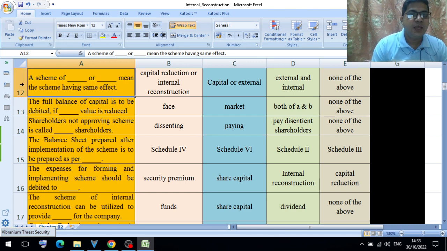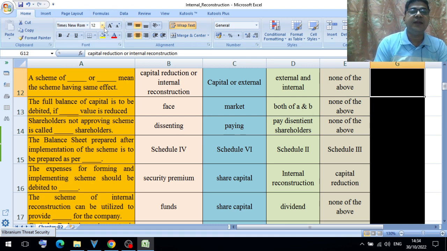Next question. A scheme of dash or dash means the scheme having same effect. Option A, capital reduction or internal reconstruction. Option B, capital or external. Option C, external and internal. Option D, none of the above. Here the answer will be capital reduction and internal reconstruction.